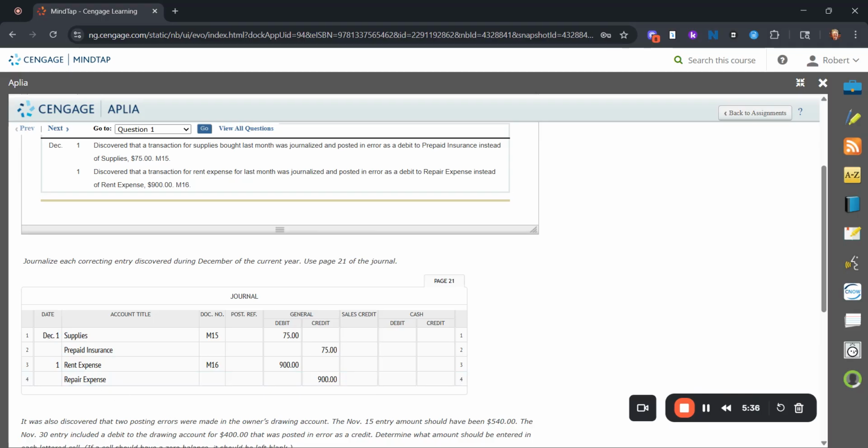Remember, the expense accounts are in the owner's equity, which is on the opposite side of the equal sign of the accounting equation from supplies and insurance, which are assets. So there's the journal. On paper, we just fixed our record keeping.